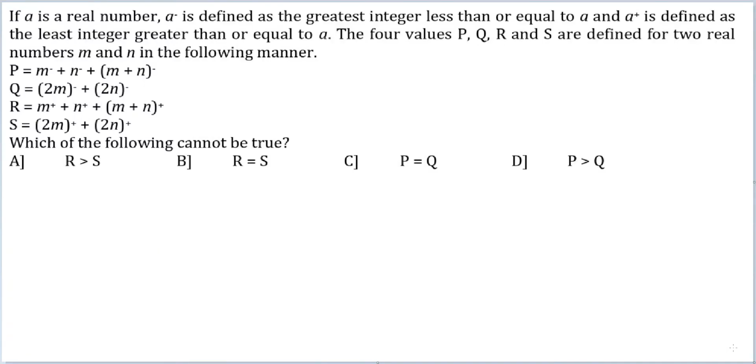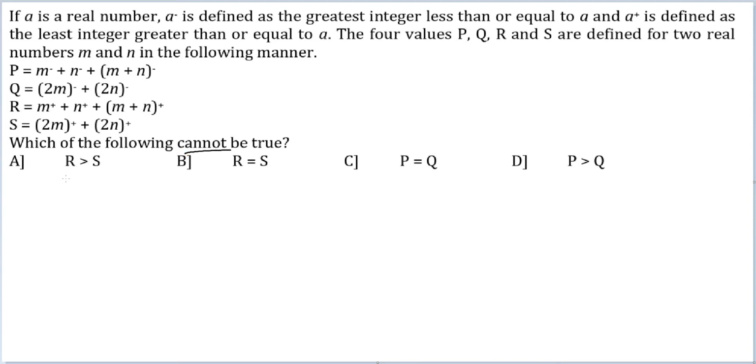Let's look at this question. If a is a real number and a minus is defined as the greatest integer less than or equal to a, and a plus is defined as the least integer greater than or equal to a, the four values PQRS are identified for two real numbers m and n in the following manner. And then you're given these four expressions. Which of the following cannot be true?